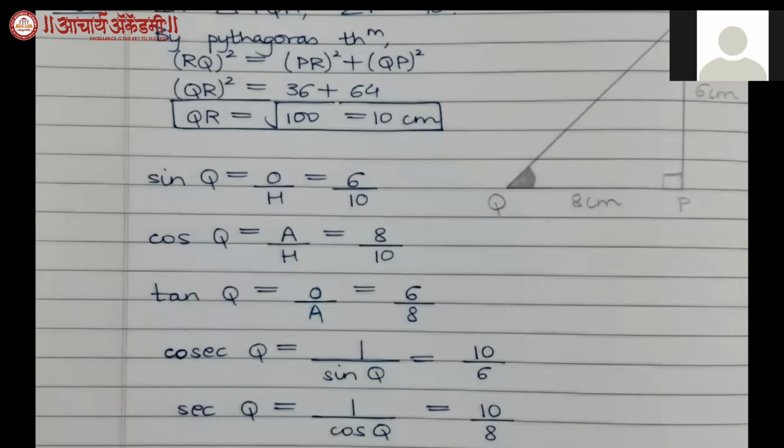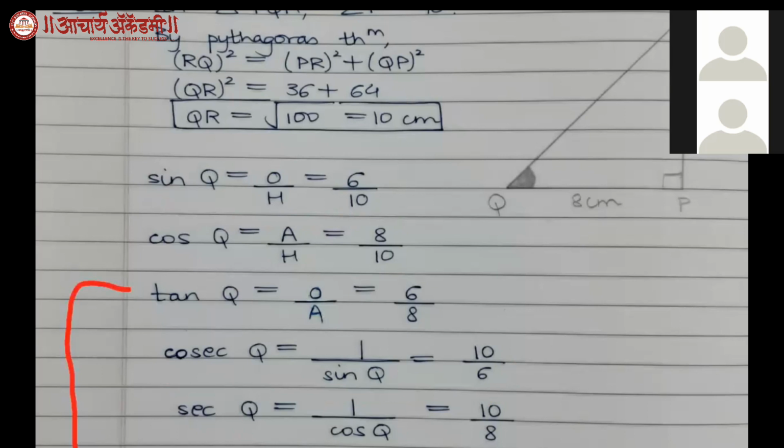The value of cot Q can be found by using the reciprocal identity of tan. The value of cot Q will be the reciprocal of tan. That is, if the value of tan is 6 upon 8, then cot Q will be the reciprocal of tan, that is 8 upon 6.